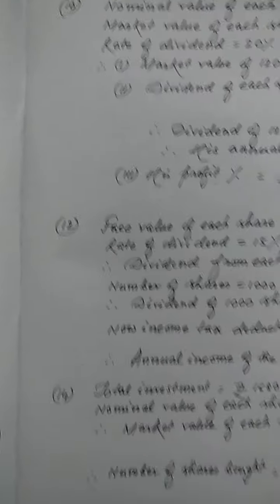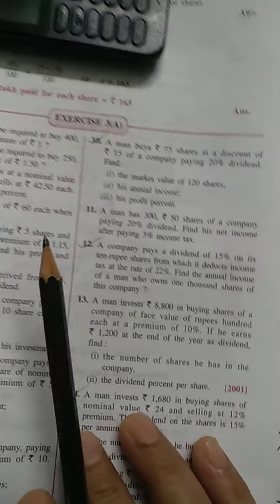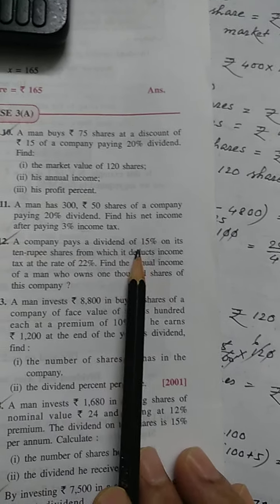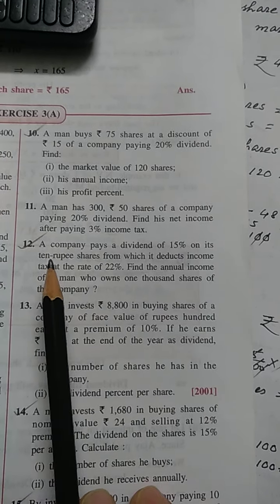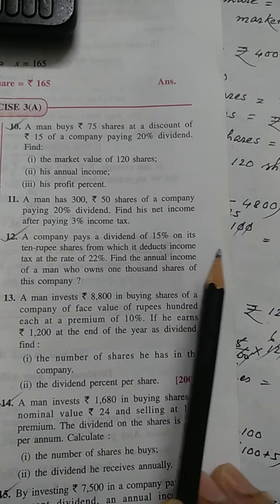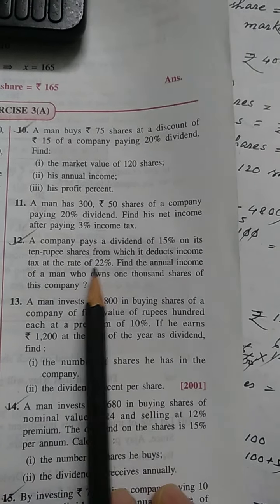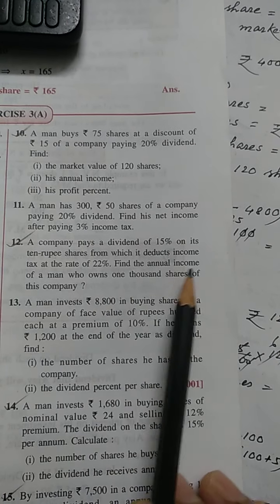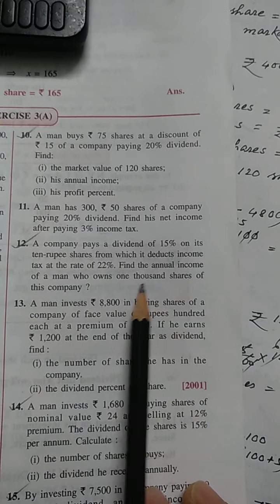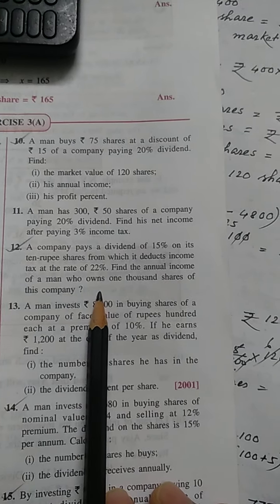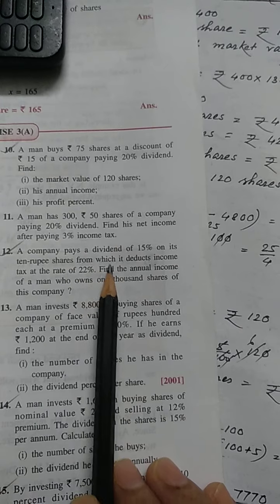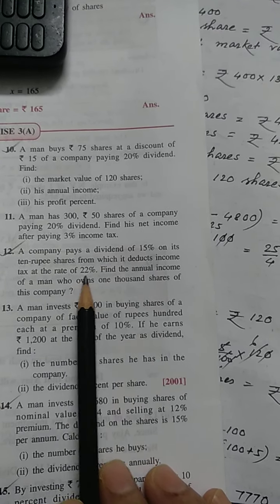Next, sum number 12. So here the sum number 12, a company pays a dividend of 15% on its 10 rupee shares, from which it deducts income tax at the rate of 22%. Find the annual income of a man who owns 1000 shares of this company. So here from the dividend the company is deducting 22% as income tax.